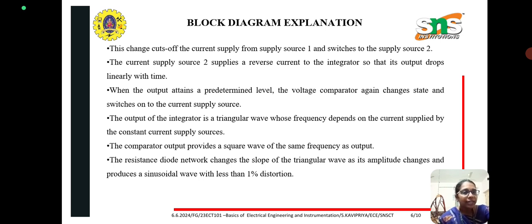When the output attains a predetermined level, the voltage comparator again changes state and switches on to the constant supply source. The output of the integrator is a triangular wave whose frequency depends on the current supplied by the constant current supply source. The comparator output provides a square wave of the same frequency. The resistor diode network changes the slope of the triangular wave as the amplitude changes and produces a sinusoidal wave with less than 1% distortion.